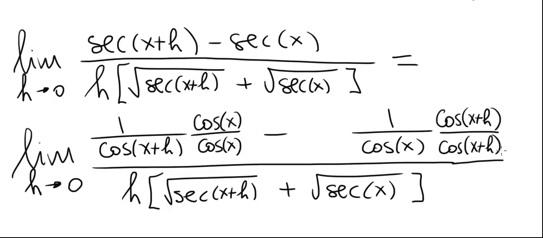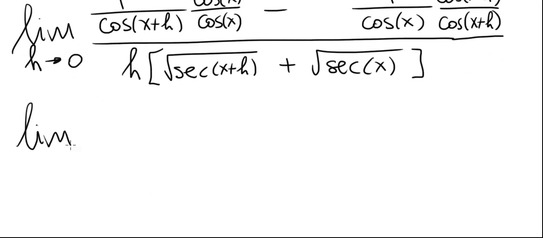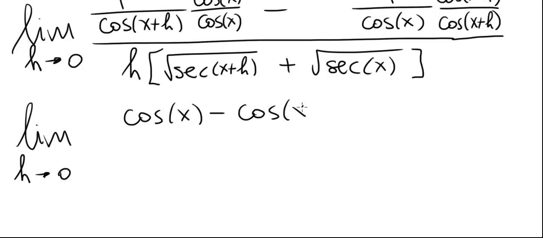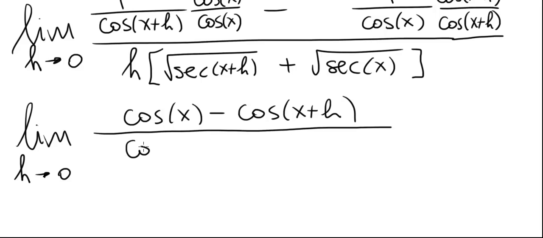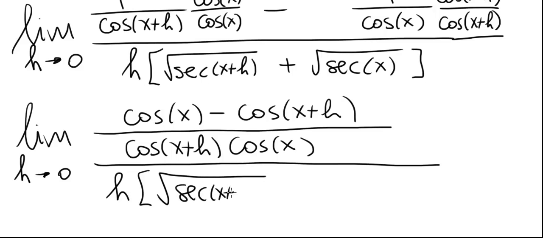And now the next line is the limit as h approaches 0. We have cosine of x minus cosine of x plus h divided by cosine of x plus h times cosine of x, and then the whole thing is divided by h times the square root of secant of x plus h plus the square root of secant of x.